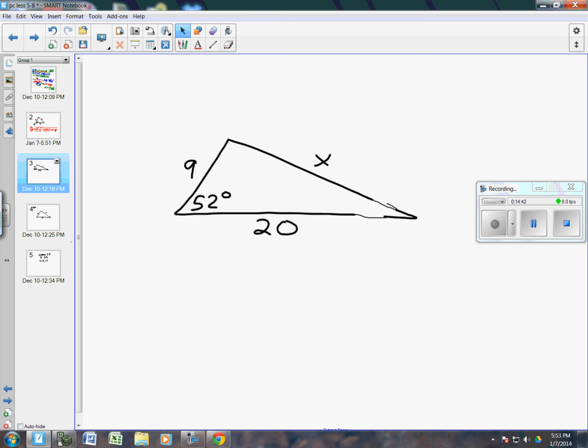And by the way, if you need to pause this anywhere or rewind it, go ahead and have the substitute teacher do that. Okay, we just did some problems like this. Let's just set this one up for practice right now.